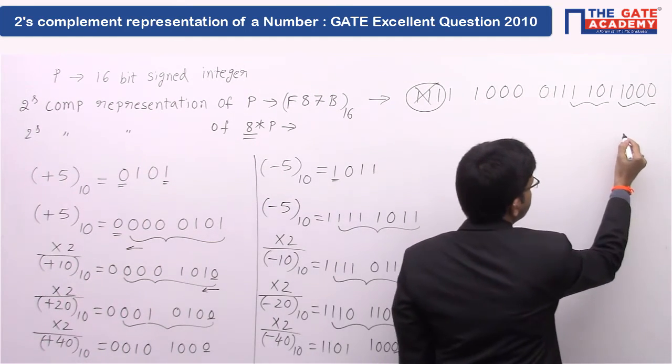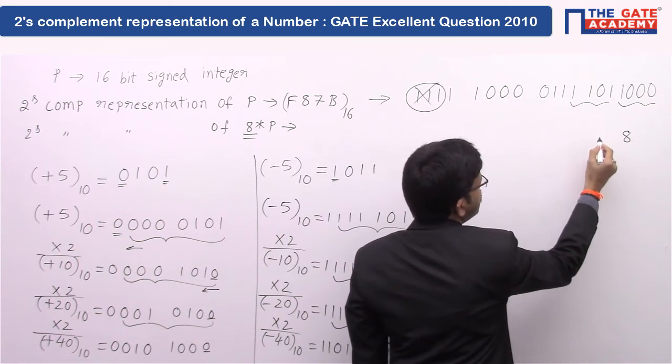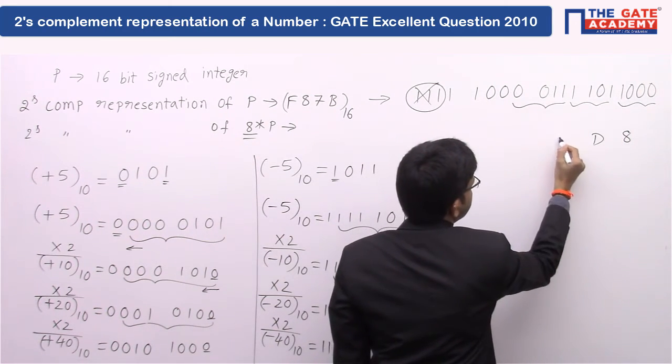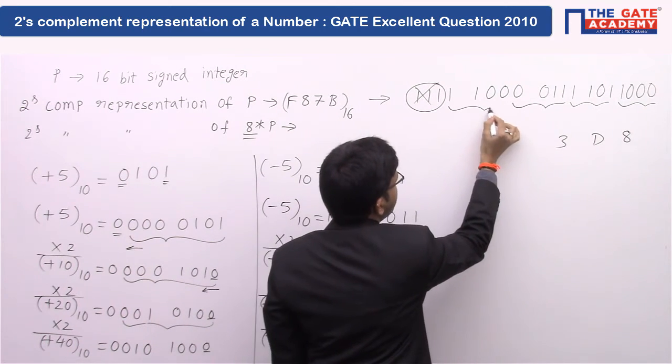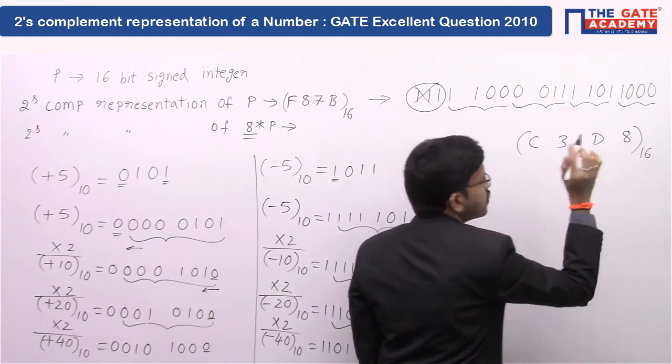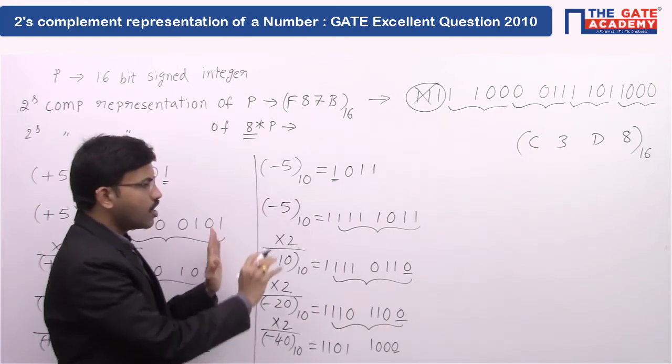1000 is nothing but 8. Next, 1101 is nothing but D. 0011 is nothing but 3. Next, 1100 is nothing but C. So C3D8 base 16. See here, this is the logic.